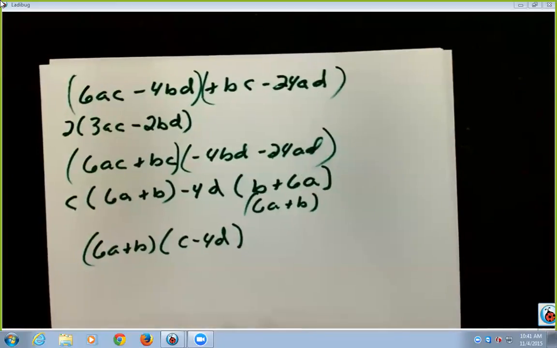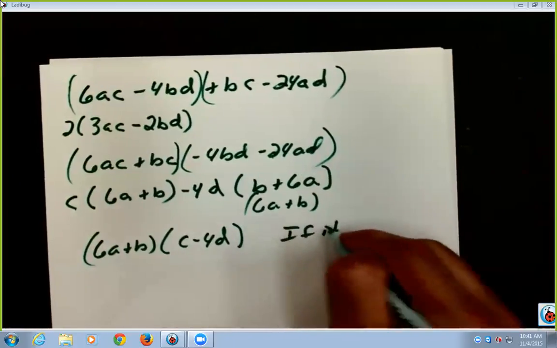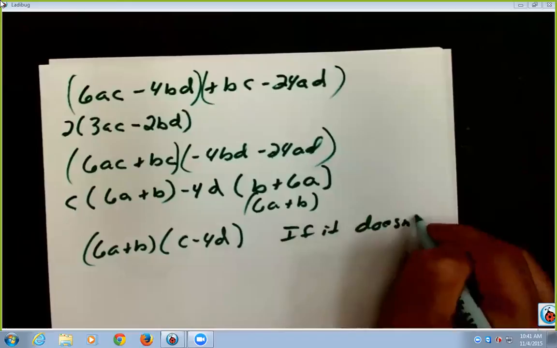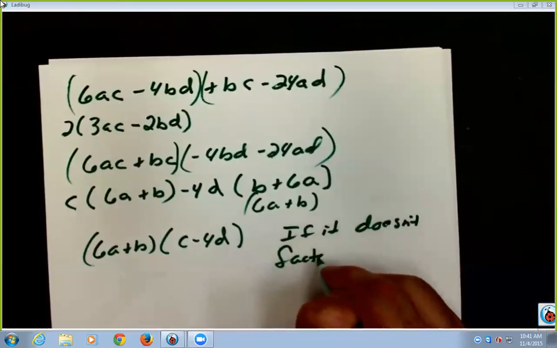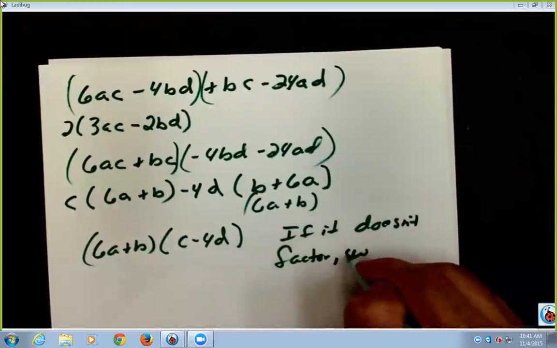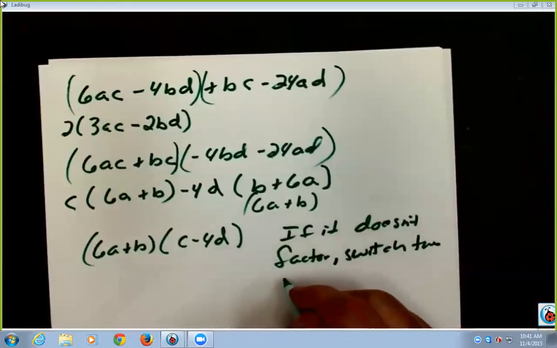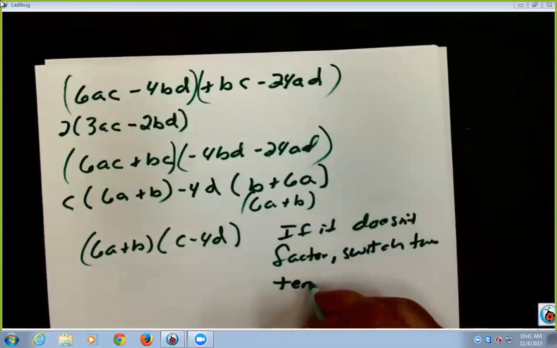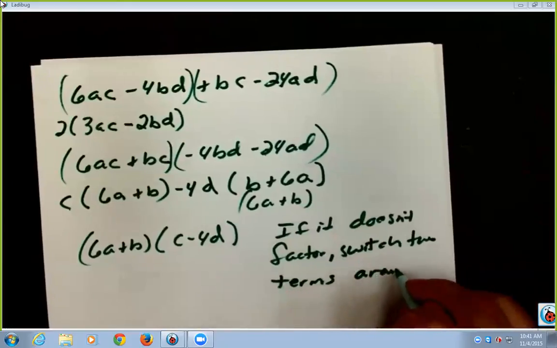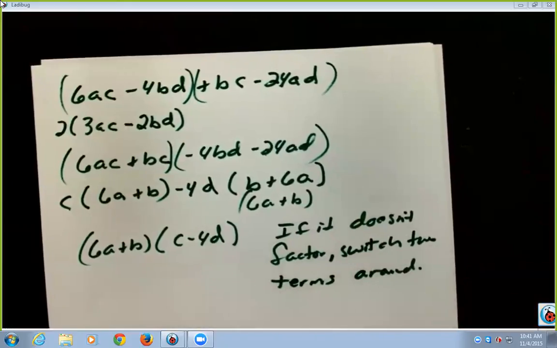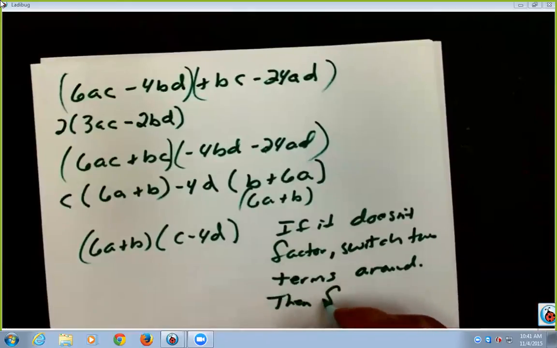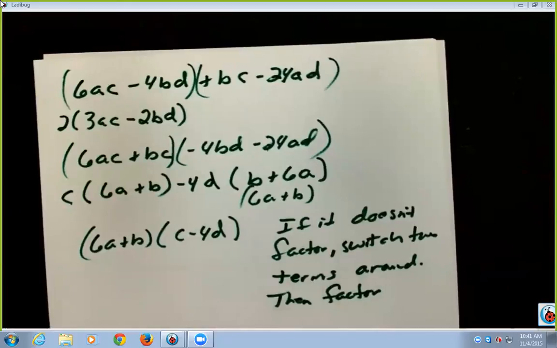Okay, so if it doesn't factor, switch two terms around. Then factor. So if you can flip them around, try that.